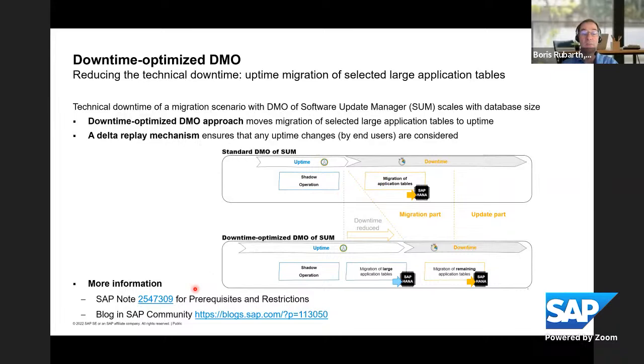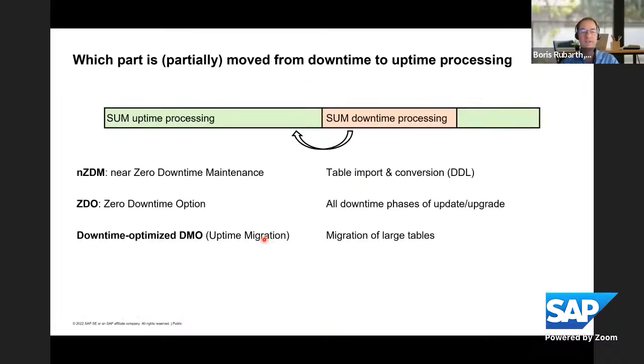There's a central SAP note on that listed here, and there's a blog in the SAP community explaining this as well. So again, downtime optimized DMO is focusing on the migration part, and this applies for database migration of an ERP system inside the classical business suite world to SAP HANA database, for example, but also for the scenario of a system conversion to SAP S/4HANA. So that was database migration listed here.